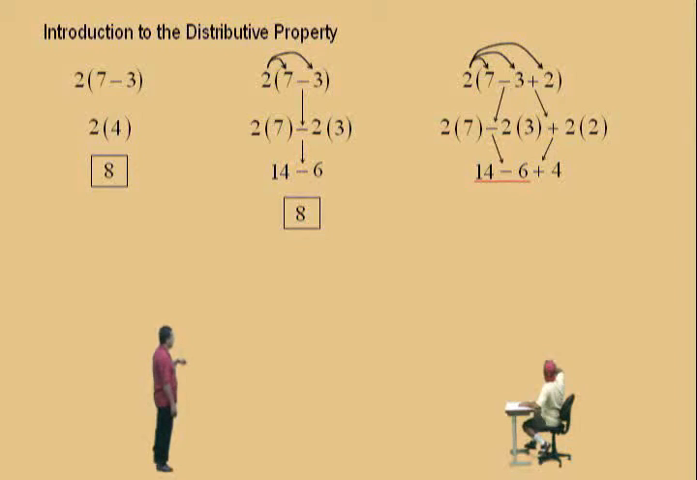14 subtract 6 is what, Charlie? 8. 8. And we still got to add the 4. And what do we get? 12. 12. Very nice there, Charlie.